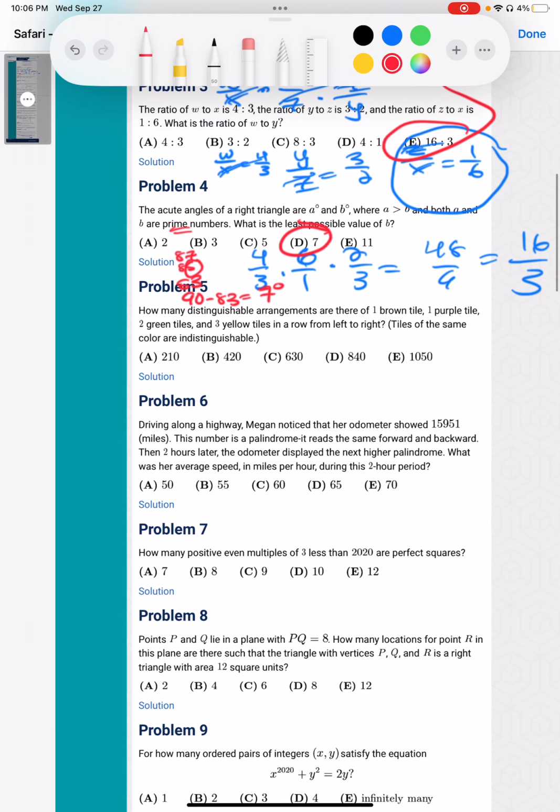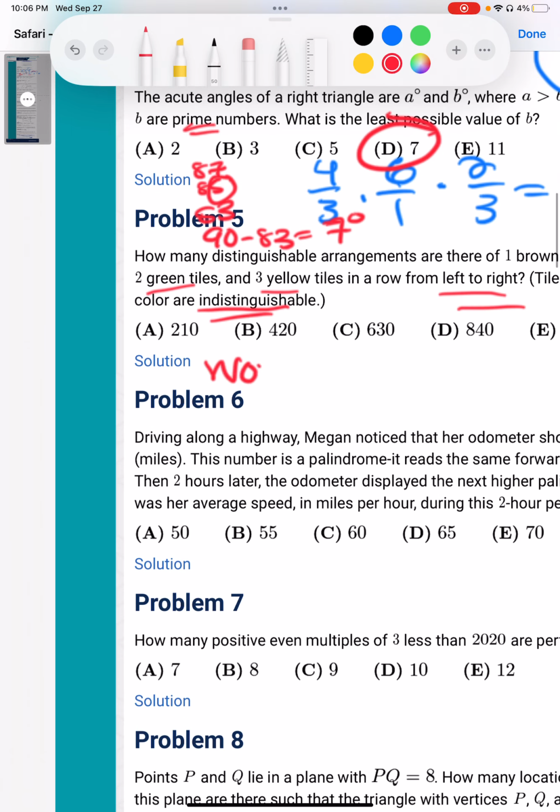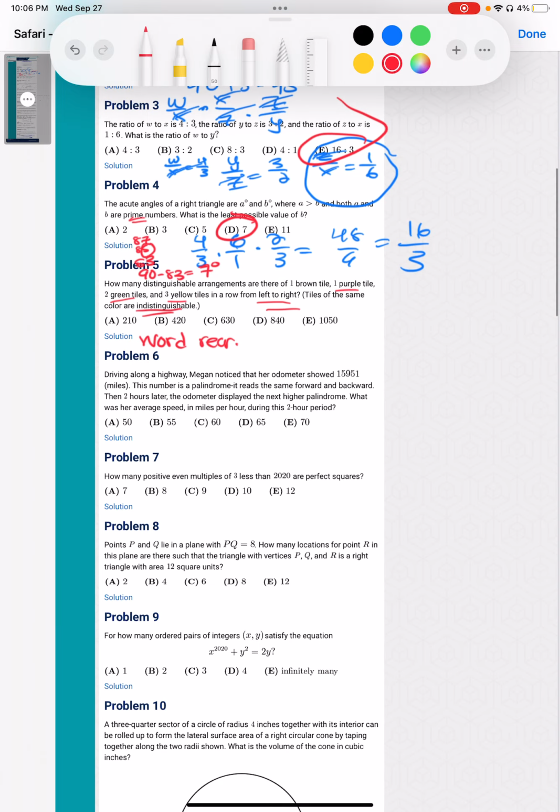How many distinguishable arrangements are there of 1 brown tile, 1 purple tile, 2 green tiles, and 3 yellow tiles in a row from left to right? The tiles of the same color are indistinguishable. So we don't really care about the same color. What does this remind you guys of? Word rearrangements, guys. This is literally the same exact thing.